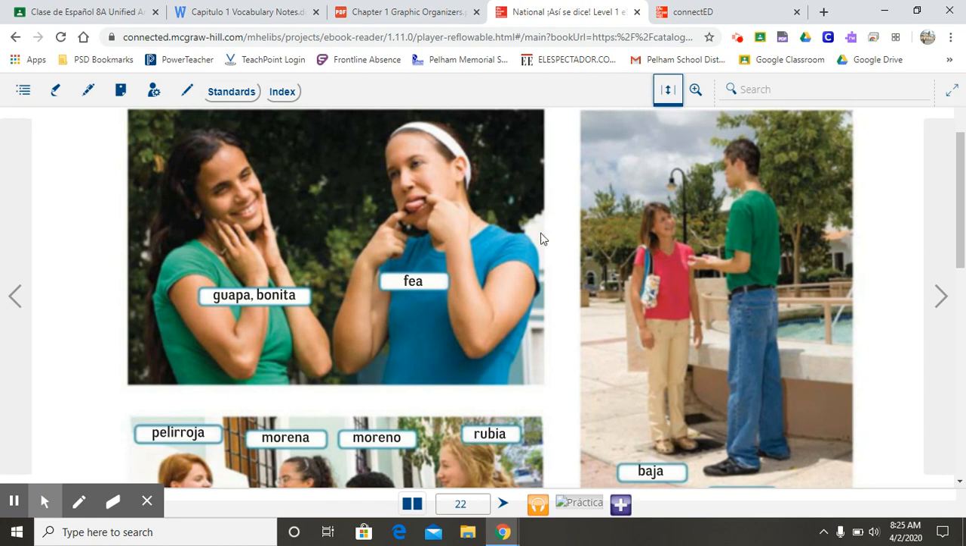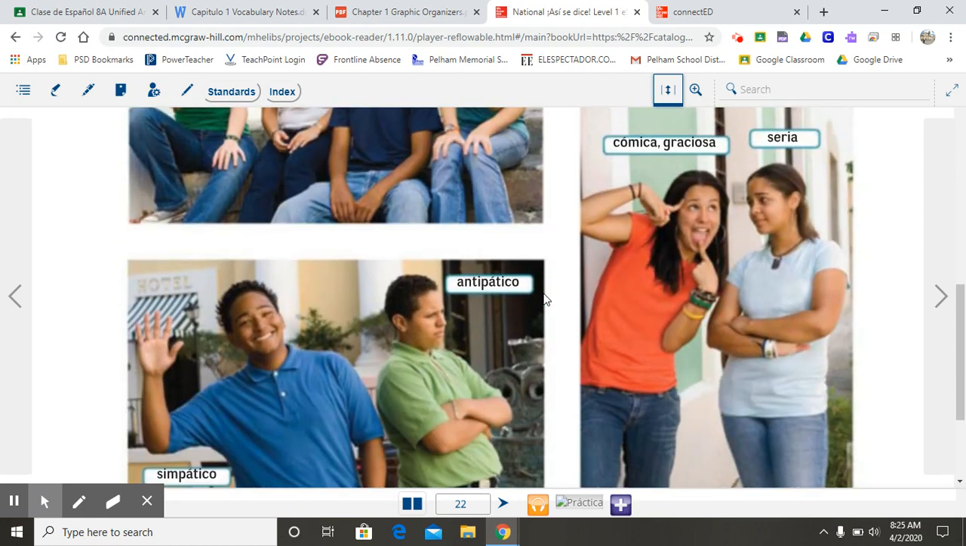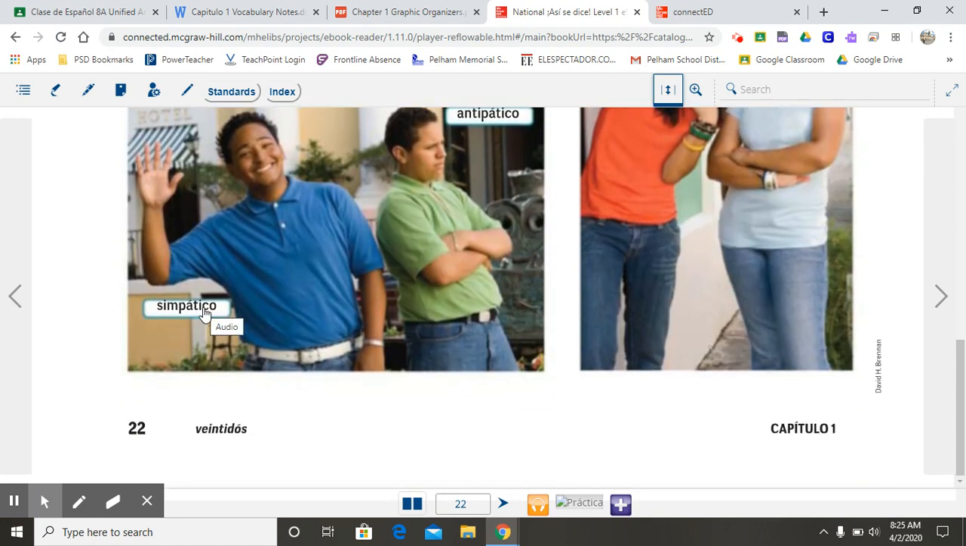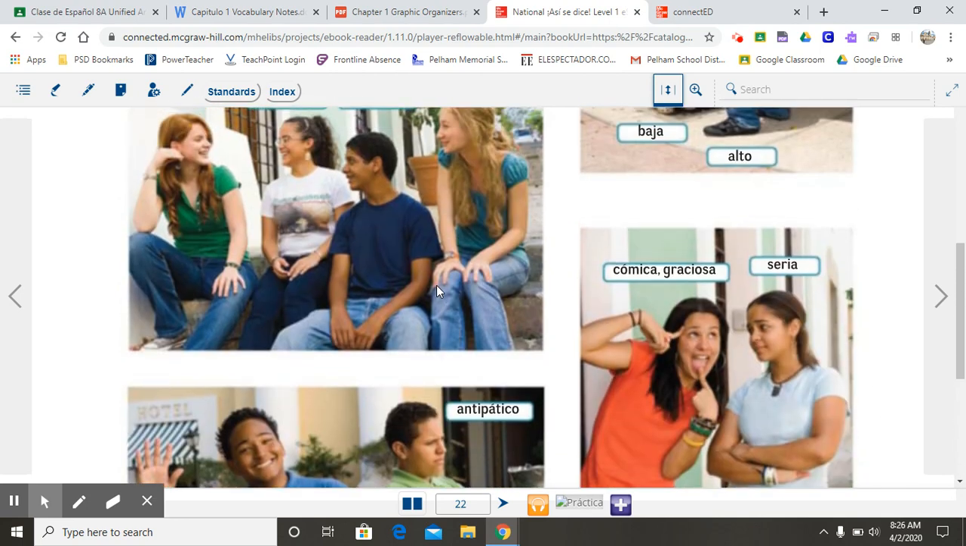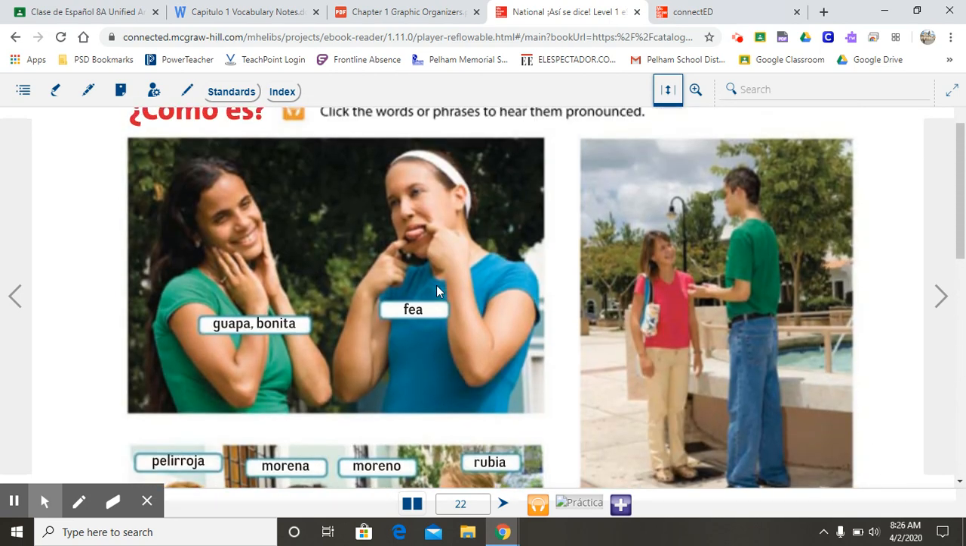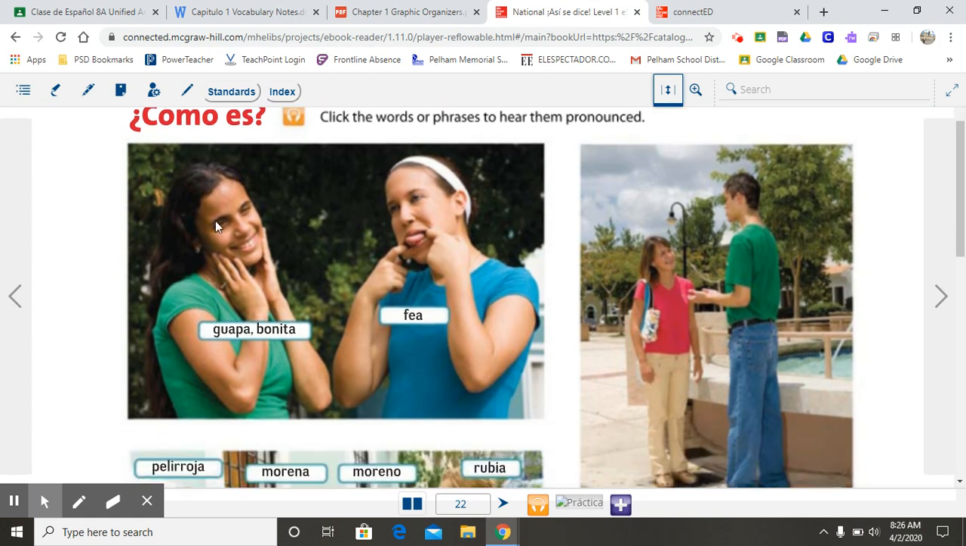All right? So here we have a bunch of people. The words that you see inside the bubbles are the vocabulary words we're going to practice today, or you're going to learn today. All right? And we're describing people. So let's take a look at this picture of the two girls. What they're trying to show us here is that one girl is pretty and one girl is ugly. So yes, she might be making an ugly face, but the words that we're going to learn are the words for, ready? Pretty and ugly.